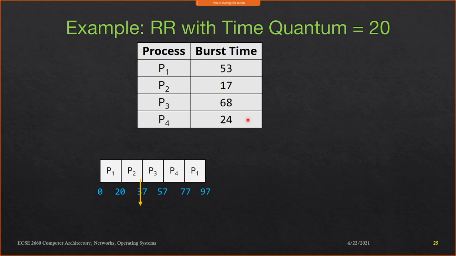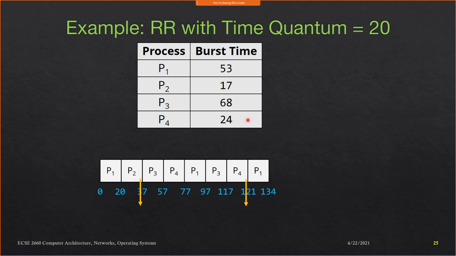As I said, it's a circular queue. So P1 got preempted first. That's what will come into the running state now. P1 needed 33. Out of that, we are going to give it 20 right now. 77 to 97. P3 will get to go next. We are down from 48 left to 28 left. P4 just needed 4 more. So that takes us from 117 to 121. P4 will get to finish at this point.